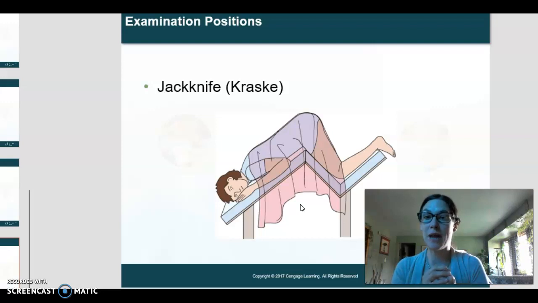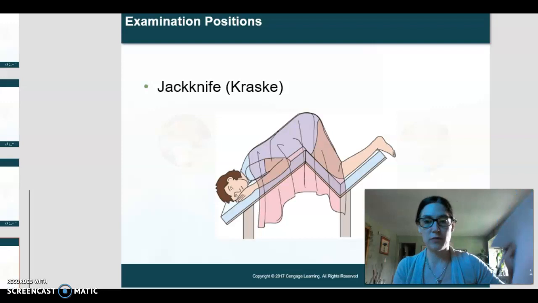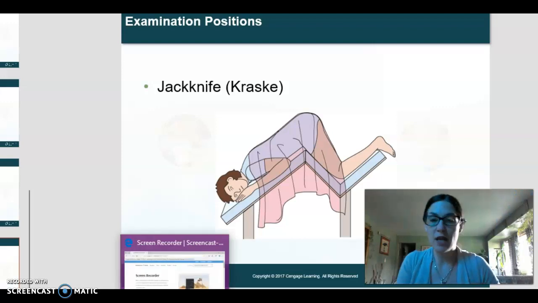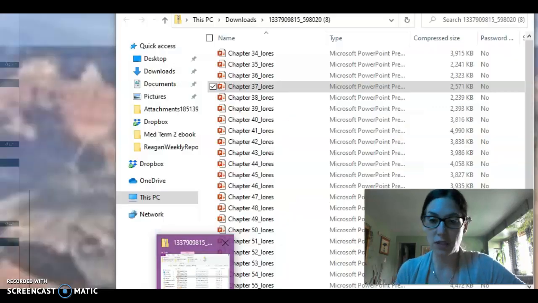So let's recap quickly. I want you guys to understand the differentiations in all of those positions that we just went over. You can stop these on each frame and look at them in your Cengage ebook. You're also going to see in Chapter 37 and Chapter 38 more detailed explanations of these positions. So thanks a lot, and we'll continue in a minute.